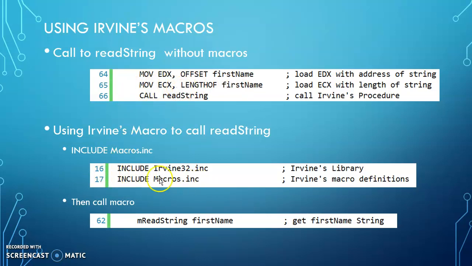But if we include macros.inc, so we have the include Irvine32, and if we include the macros.inc, then calling the read string is mReadString, first name. That's it. And it takes care of the setup for us. And as you'll see later, for writing a string, we can do mWriteString and then just in double quotes put what we want to display.